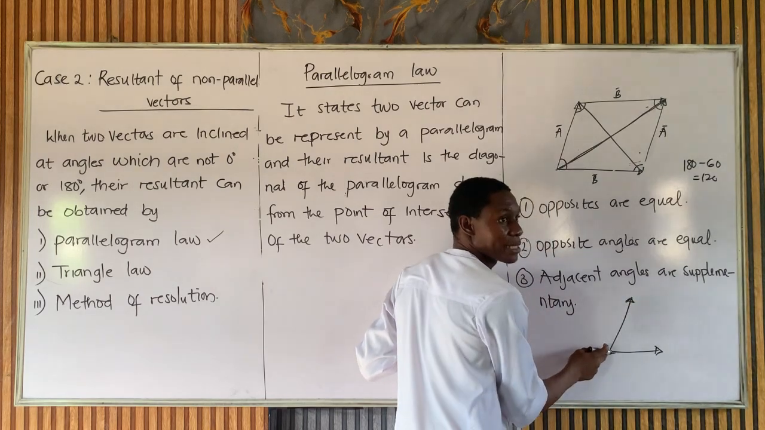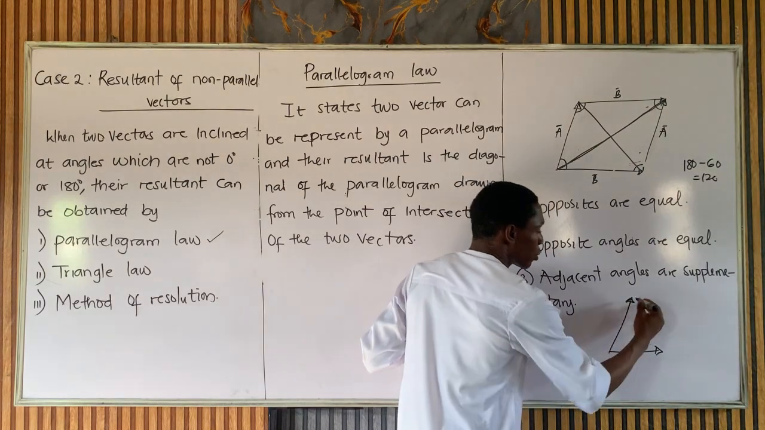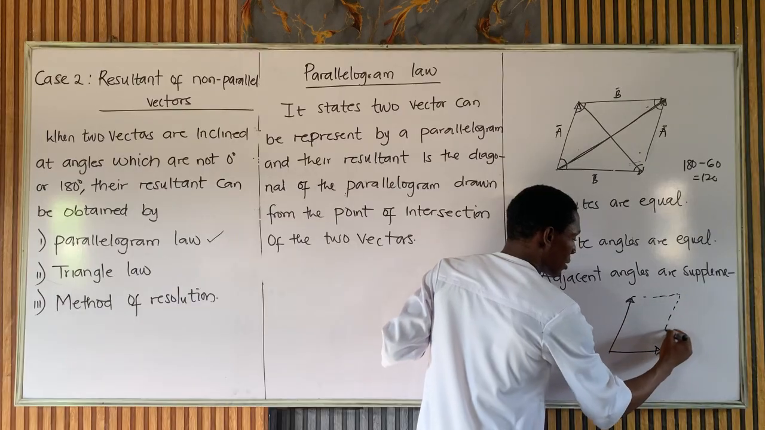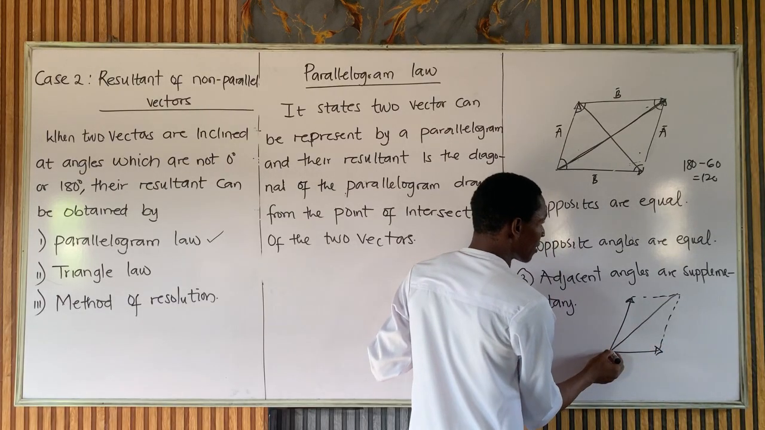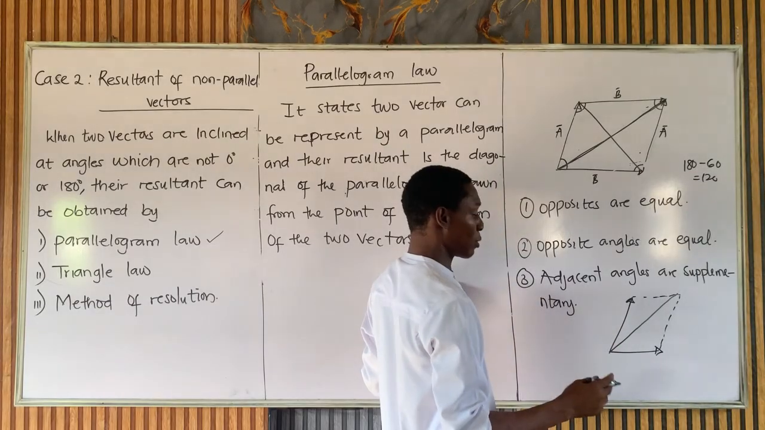Now, this is where they meet. This is the point of intersection. So if you make this a parallelogram now, the diagonal drawn from here is the resultant, because this is where they meet. So it depends on how the two vectors meet, actually.